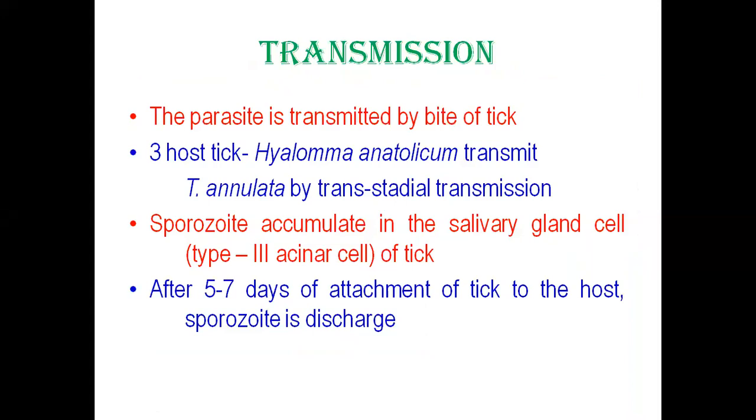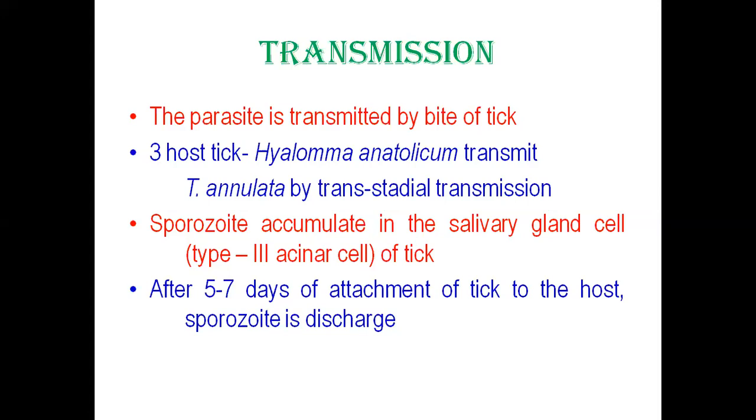If you see the transmission, the parasite is transmitted, as I have said, it requires an intermediate host. That's why the parasite is transmitted by the bite of a tick. In this case, usually there are three host ticks, like Hyalomma anatolicum, which transmits Theileria annulata. I hope you have studied one host tick, two host tick, and three host tick in your entomology class. They transmit by transstadial transmission.